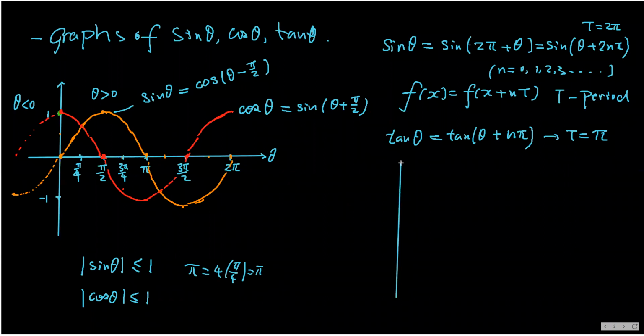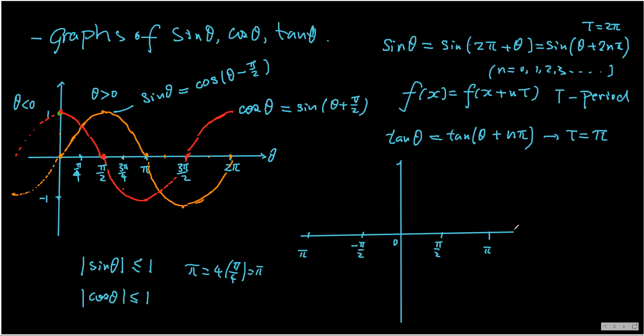Tangent theta is different. So tangent theta is from here. What we draw here is 0 at the center. Okay. This is half pi. And this is negative half pi. And this is pi, and this will be negative pi. Can you see? Okay, let's draw the first.